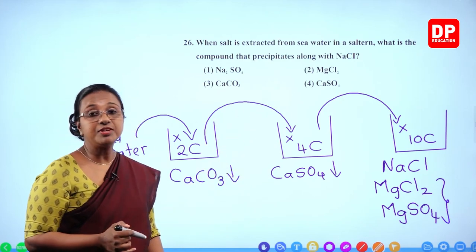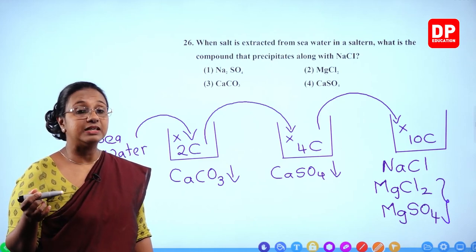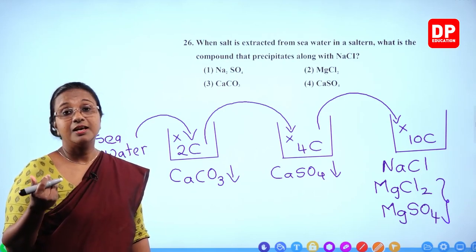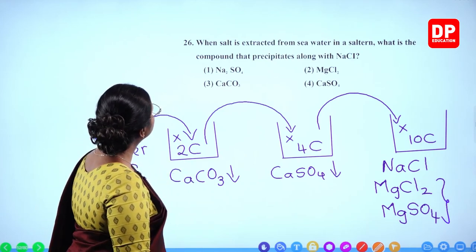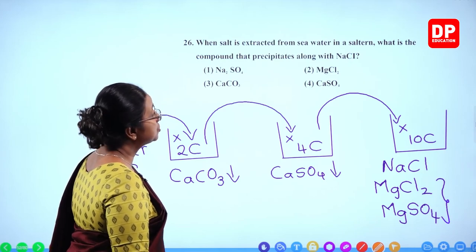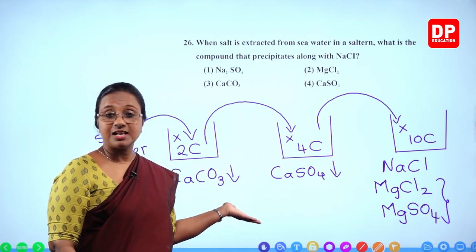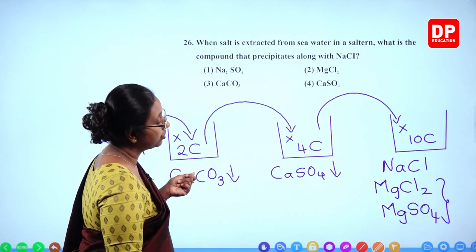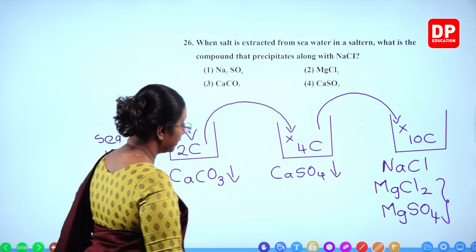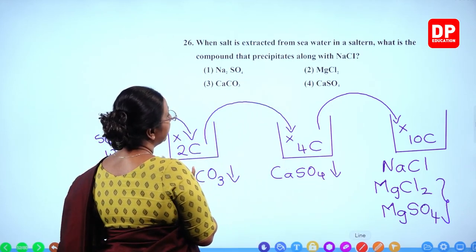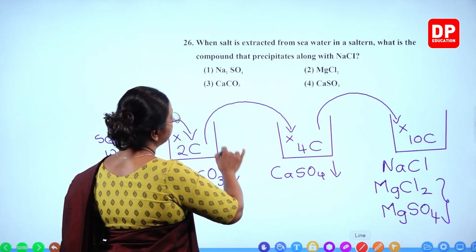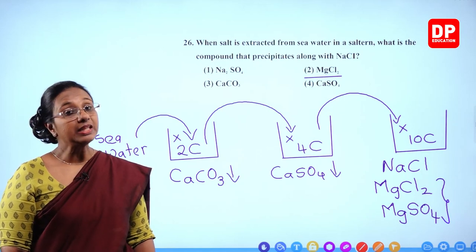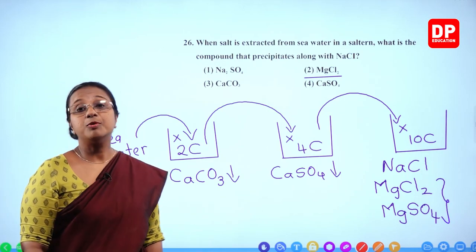After that, what you get after the precipitation of sodium chloride is what we call bittern or mother liquor. That also contains more ions, and those ions also can be separated from the mother liquor. So here, the question is, when salt is extracted from seawater in a saltern, and here you all know there is vaporization and crystallization taking place during this process, what is the compound that precipitates along with sodium chloride? It's either magnesium chloride or magnesium sulfate. If you look at the answer, sodium sulfate, no. Magnesium chloride, yes. Calcium carbonate in the first tank, calcium sulfate in the second tank. So the answer is magnesium chloride. Is that clear, students? So with that, I'll move on to the next question.